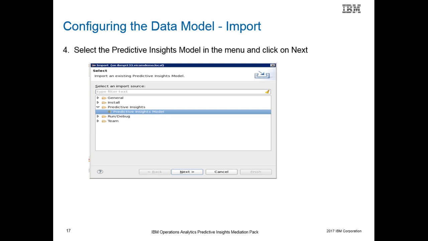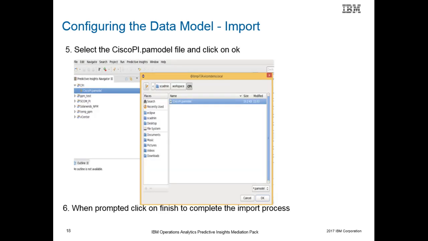Select the Predictive Insights model in the menu and click on Next. Select the Cisco Prime Infrastructure PA model file and click on OK. When prompted, click on Finish to complete the import process.